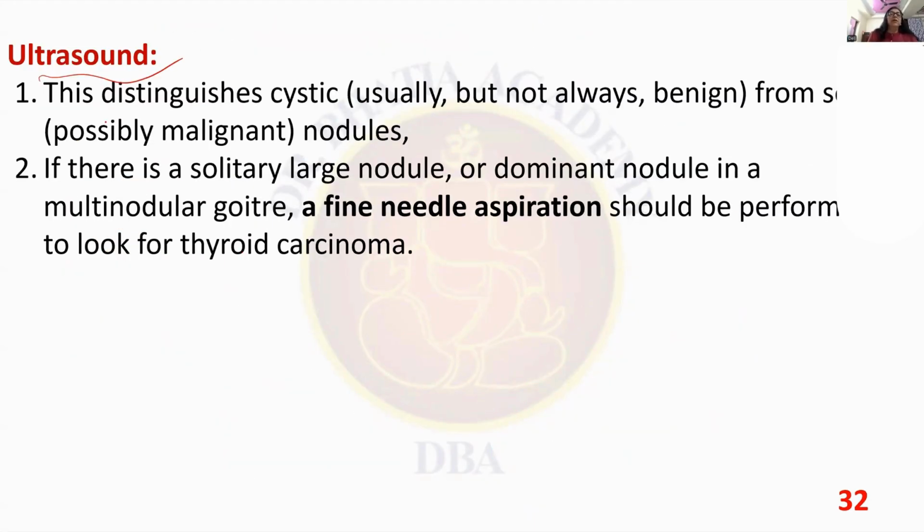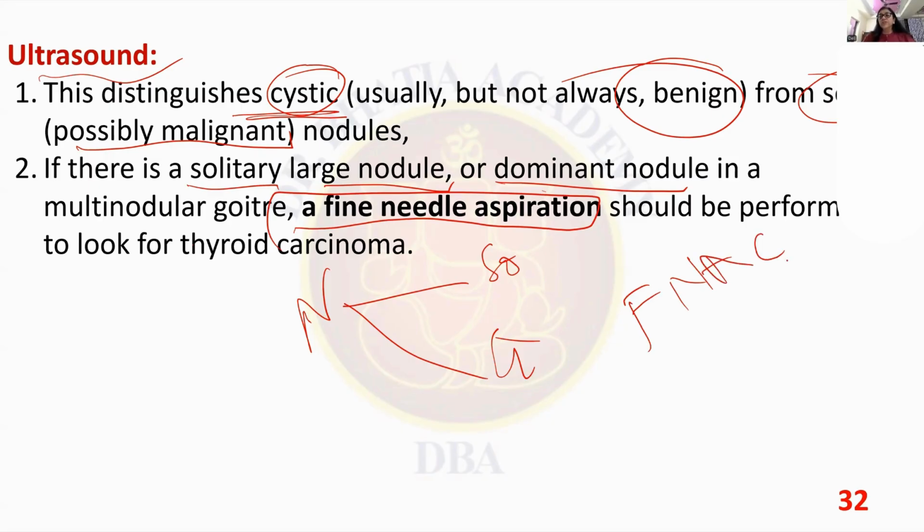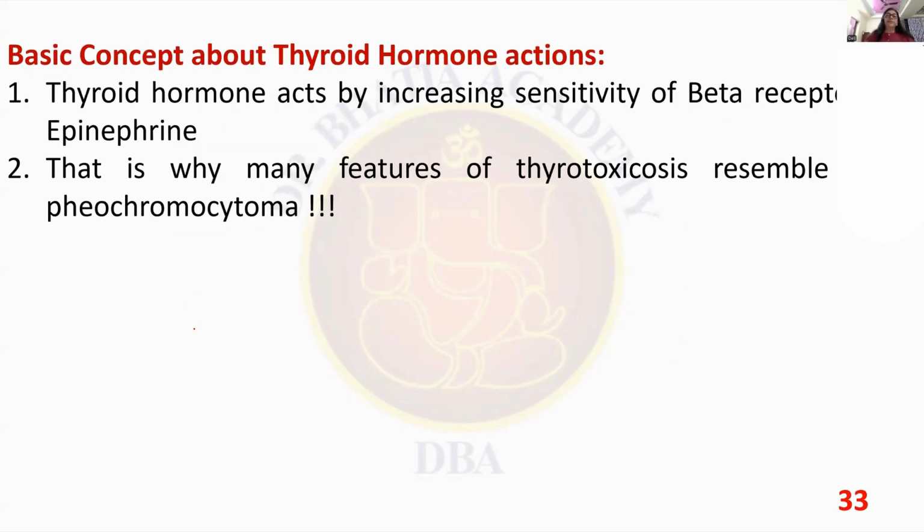Then, of course, you go for ultrasound. This ultrasound will give you a cystic nodule. If you have a nodule, you can have a differential, whether it is a solid nodule or it is a cystic nodule. But they are mostly benign. Again, cystic nodules are usually benign. Solid nodules can be malignant. So if there's a solitary large nodule or a dominant nodule in MNG, finally we go for what? FNAC. So fine needle aspiration cytology is performed, and we look for thyroid cancers. Thyroid cancers we will take in the next class, the Thursday class.